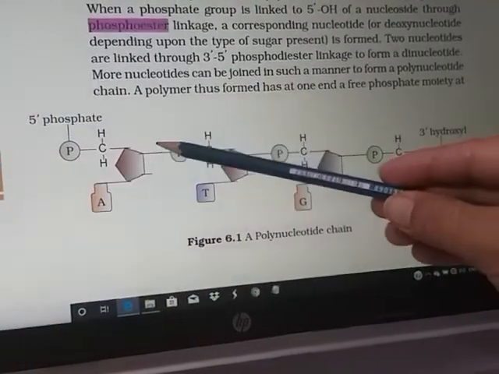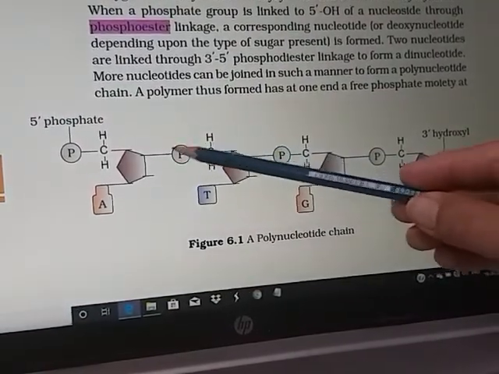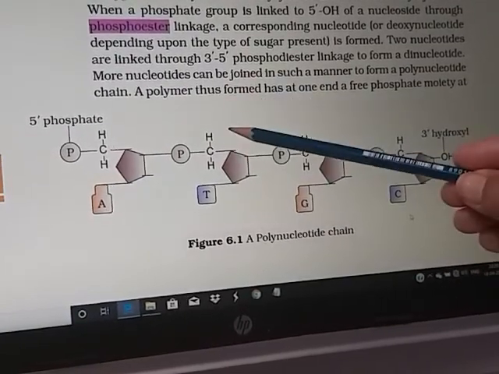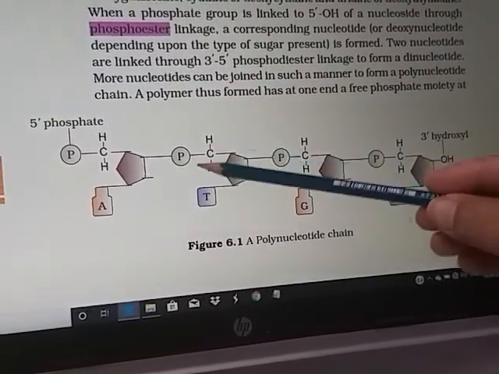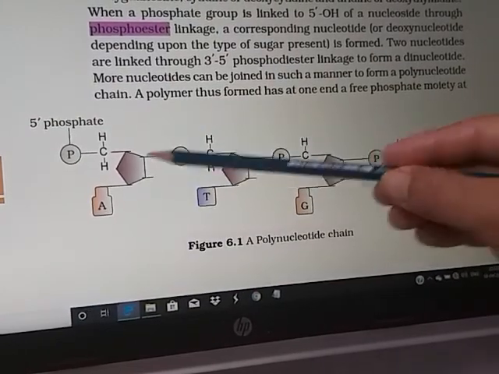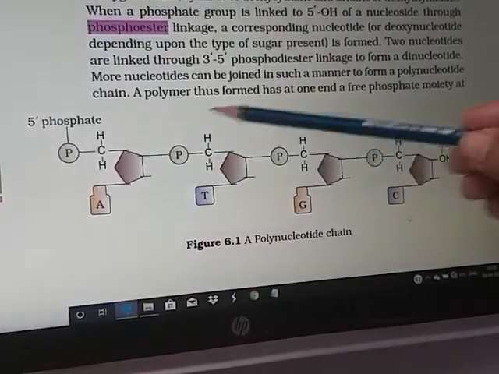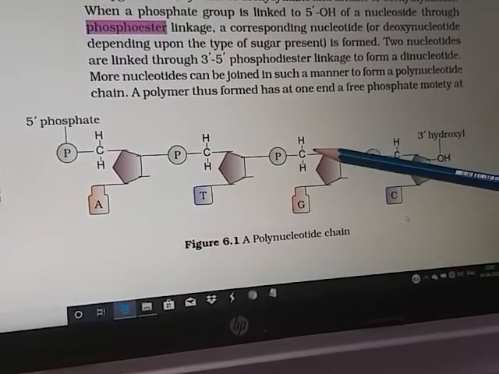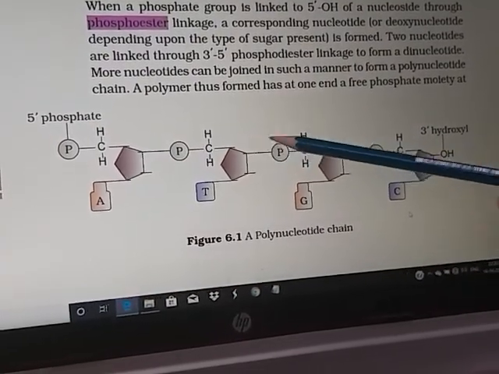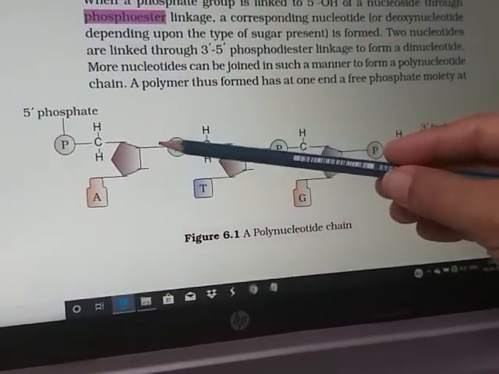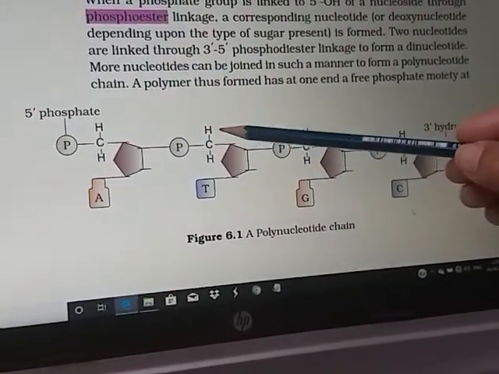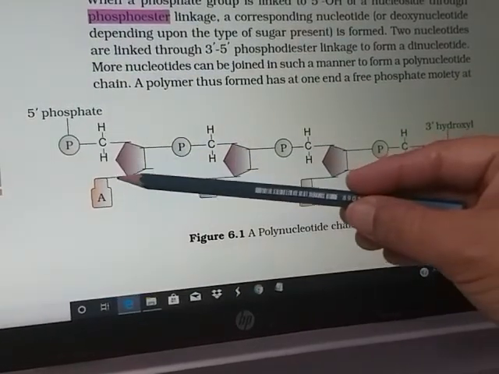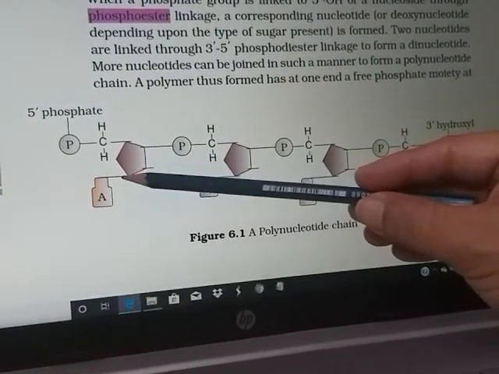One phosphate is linked to the next nucleotide, which means the phosphate is common for the next two nucleotides. Again, two nucleotides will be linked with a common phosphate. So the bond here is an ester bond, and we call it a diester bond. Here is the diester bond and here is the glycosidic bond.